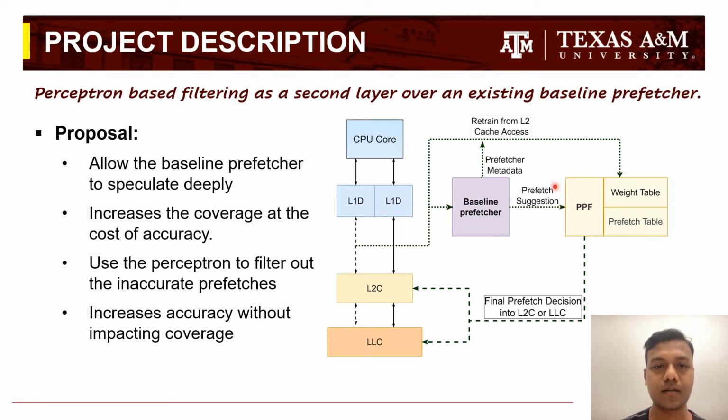This PPF filter can now take the prefetch suggestion and the prefetcher metadata and decide whether to prefetch this line or not. If it decides to prefetch it, it can be sent to the L2 cache or LLC cache based on the metadata. As we will see in the later slides, that baseline prefetcher can be made more and more aggressive to improve the performance and accuracy of the design, and the prefetch metadata from the baseline prefetcher can be used to train our PPF.